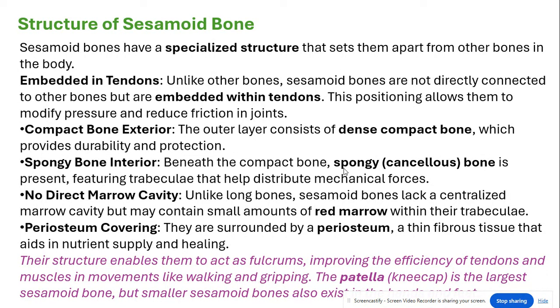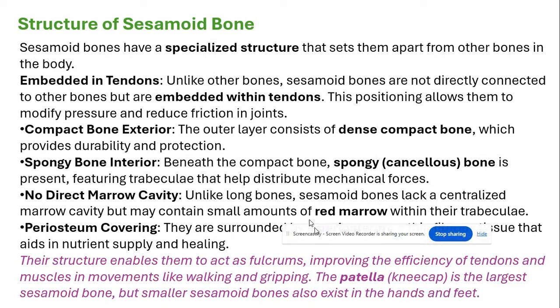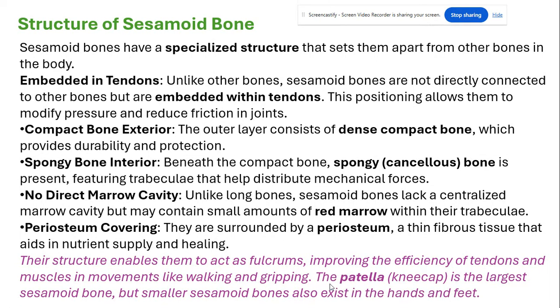Periosteum covering. They're surrounded by periosteum, a thin fibrous tissue that aids in nutrient supply and healing, okay? Their structure enables them to act as fulcrums, improving the efficiency of tendons and muscles in movements like walking, gripping, right? The patella, kneecap, is the largest sesamoid bone, but smaller sesamoid bones also exist in the hands and the feet, right? We just saw that, right?